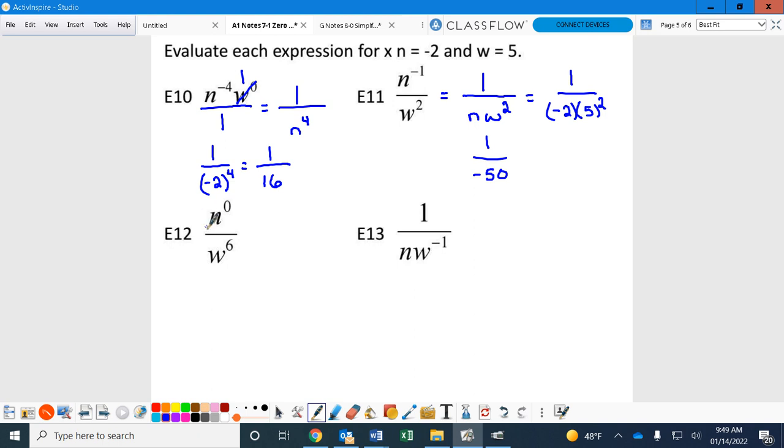Okay, on this next one, when you set this up, guys, n to the 0 automatically cancels out. We're going to put a 1 in that spot. That means that's going to be 1 over w to the 6th. That's going to be a larger number because anything to the 6th power is getting big. So it's going to be 1 over, what is w? 5. So 5 to the 6th.